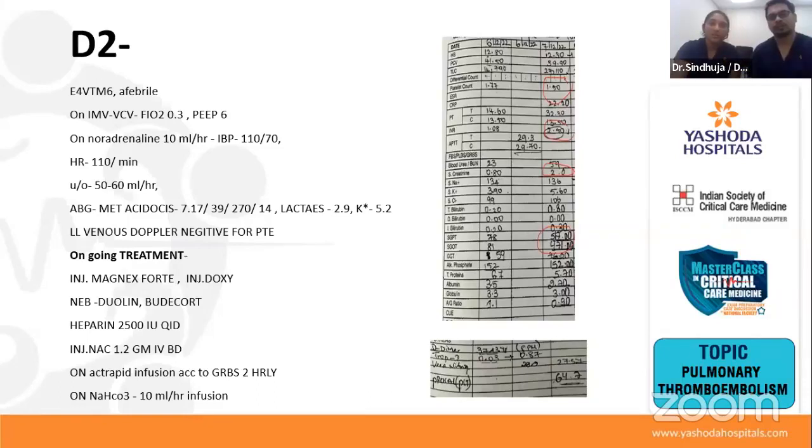Okay. And bicarb you're giving for what reason? Metabolic acidosis was there, sir, with pH of 7.1 and bicarb of 14. Okay, this is sort of a plus-minus indication. Fair enough. Severe acidosis and inotropes is a reasonable indication. Continue.